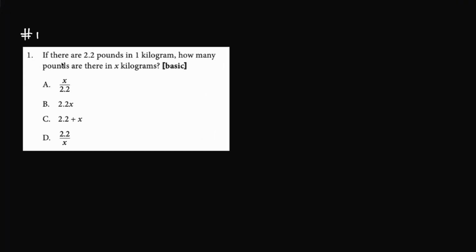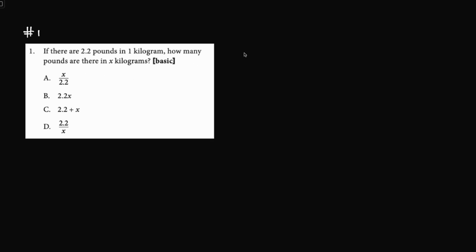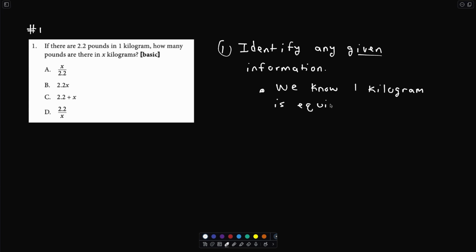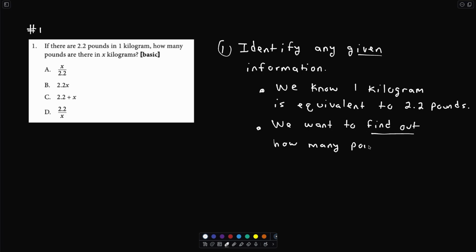Number 1. If there are 2.2 pounds in 1 kilogram, how many pounds are there in X kilograms? The first thing we need to do is identify any given information. We know 1 kilogram is equivalent to 2.2 pounds. And we want to find out how many pounds are in X kilograms.